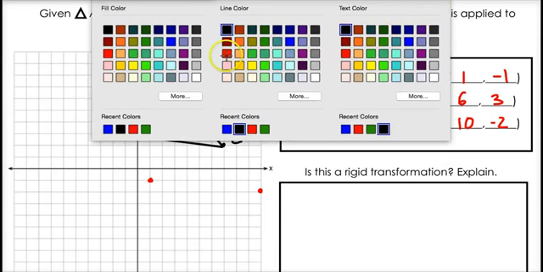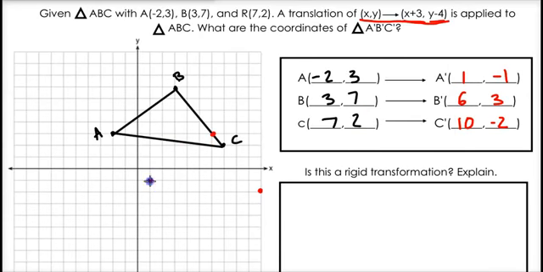Let's get some nice coloring on it. Okay. Bing, bang, boom. All right, and we are going to just label it out, because we are good math students. A prime, B prime, C prime. And if you look here, it worked.